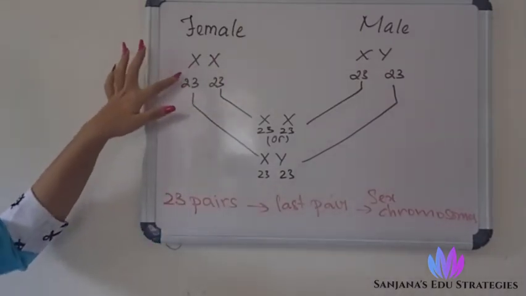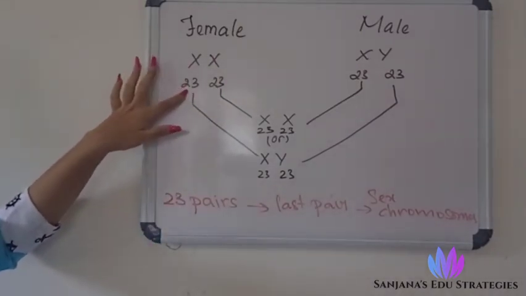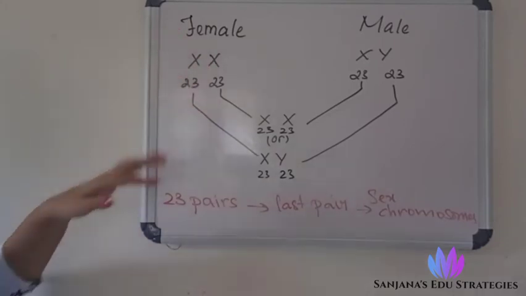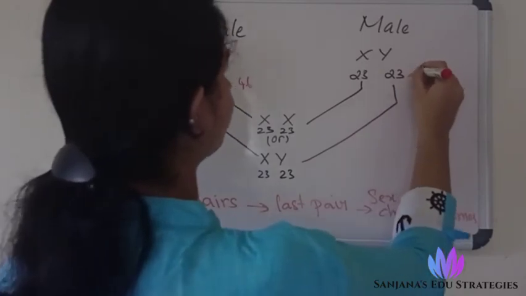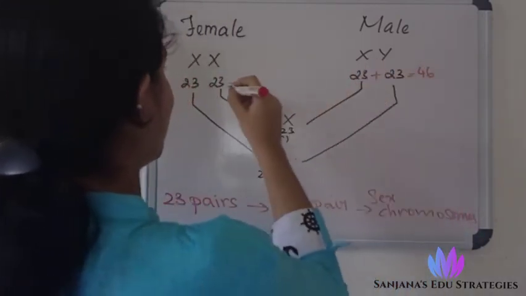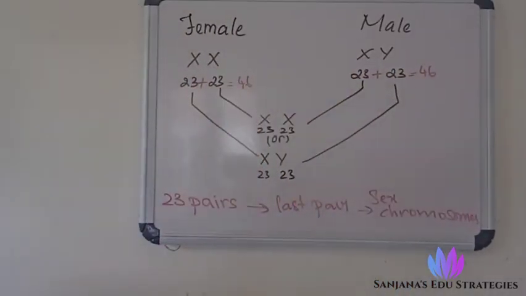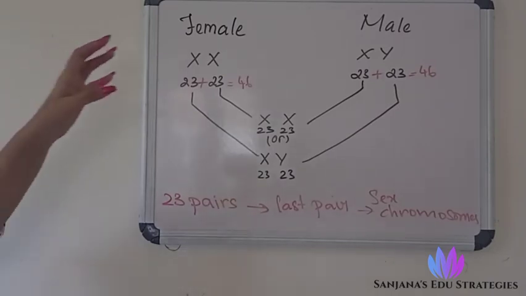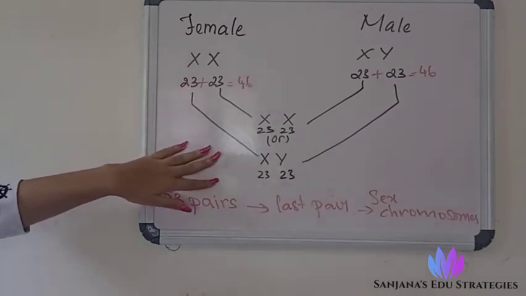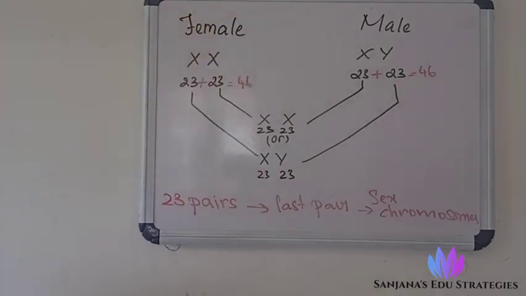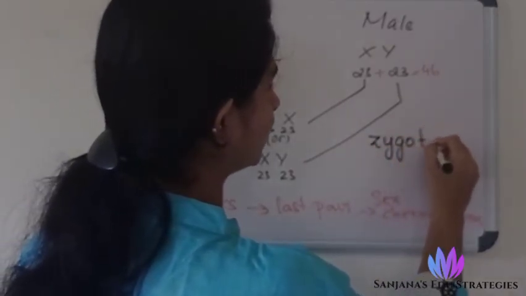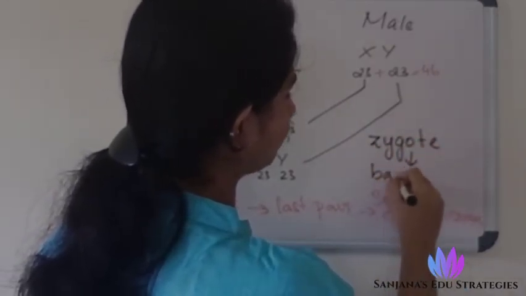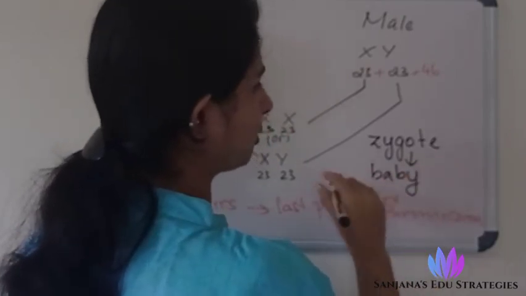One X will have 23 chromosomes, another X will have 23 chromosomes. So totally we will have 46. For male also 46 chromosomes. Now the baby is born. That is, when fusion of male and female gametes takes place, a zygote will be formed, and that zygote develops into a baby. All the stages we will learn in the reproduction chapter.